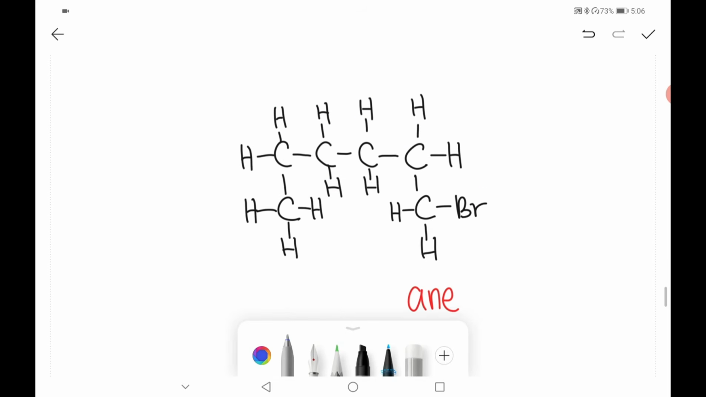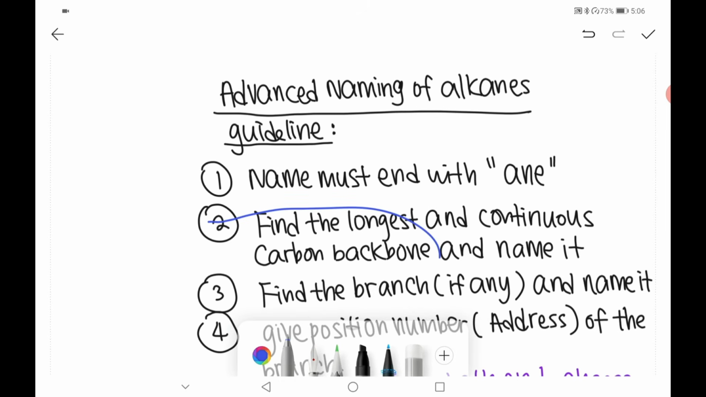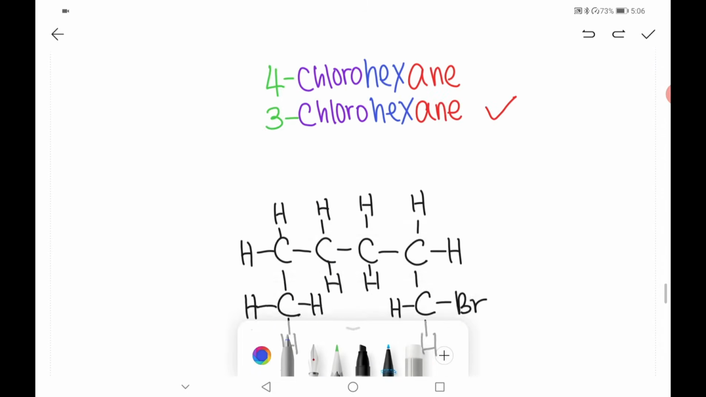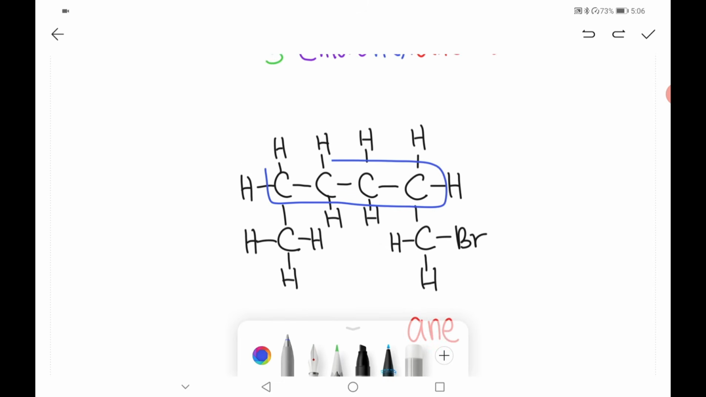After that, you must find the longest and continuous carbon backbone. So where is the longest and continuous carbon backbone? Many students will take here 4, which is wrong, because here the 4 can still continue.